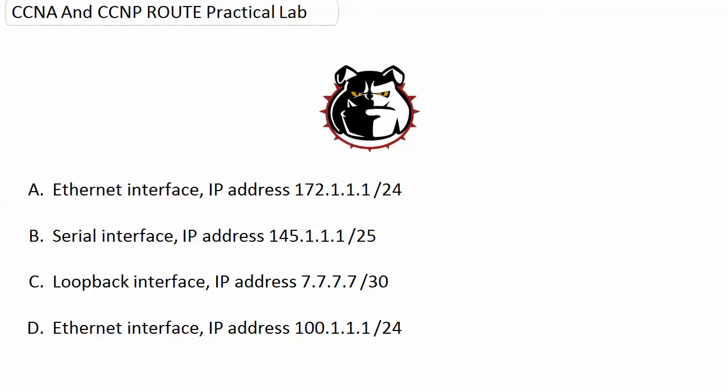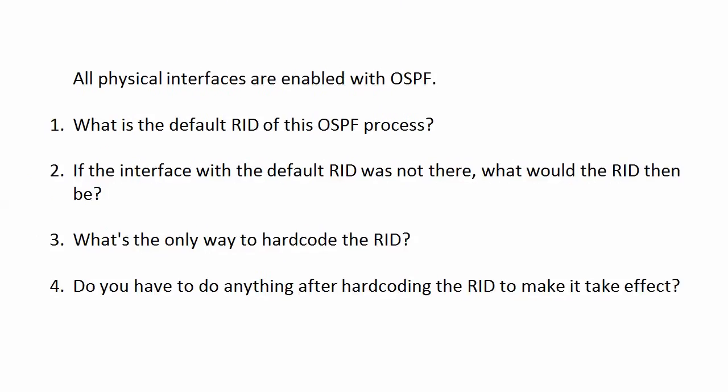So the rule is, if you have loopback interfaces, then the highest IP address on any of the loopbacks is going to be your RID, regardless of whether you're running OSPF on that loopback or not. Doesn't matter. And if you only have one loopback interface, then that's going to be your RID. So the RID starting off here would be the all 7s address.